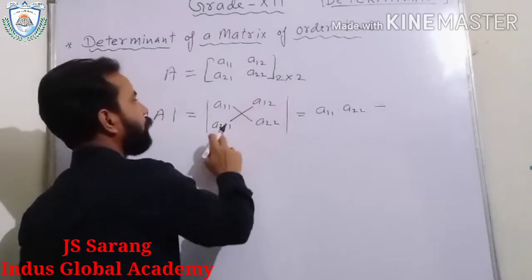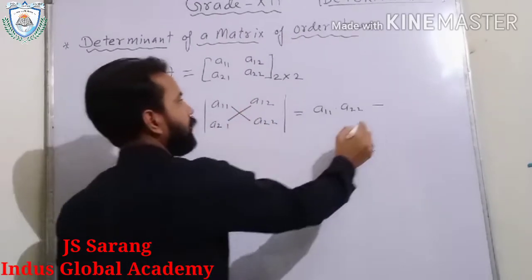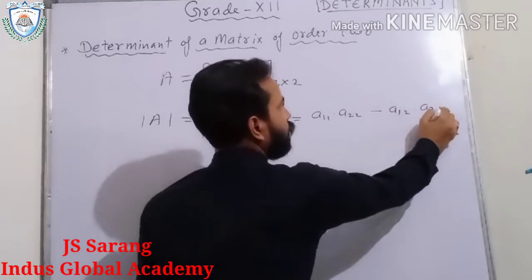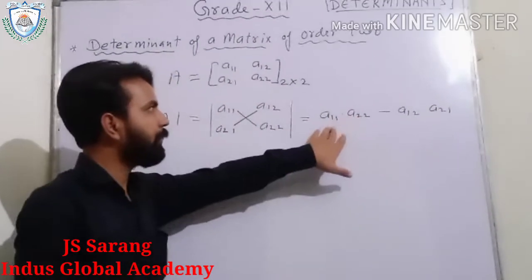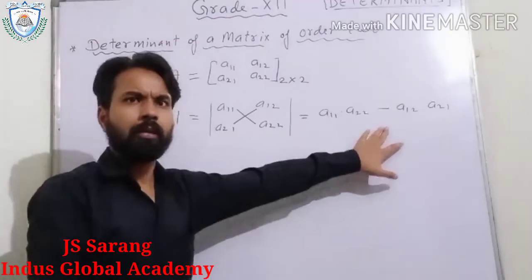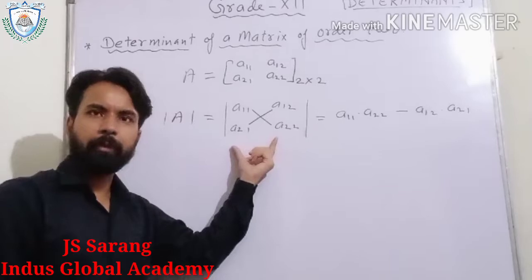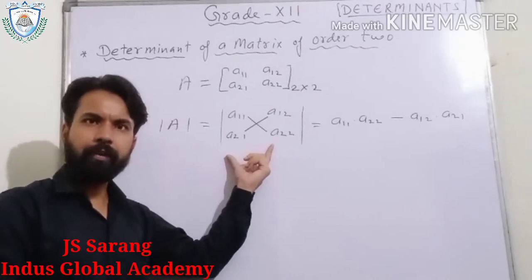Now we have to write the product of these two elements, that is A12 into A21. On simplification, we will get a number. That number will be the value of this given determinant. Hope it is clear to everyone.